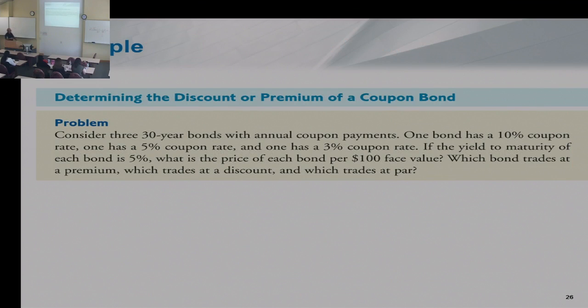Let's have three 30-year bonds issued by the same government, so the risk is the same. One bond has a 10% coupon, one has a 5% coupon, and one has a 3% coupon. But the required yield for all of them is the same because they're the same risk, and that's 5%. Well, what do all these different bonds trade at? Take this formula: price, yield is 5%, coupon varies, and face value is the same.